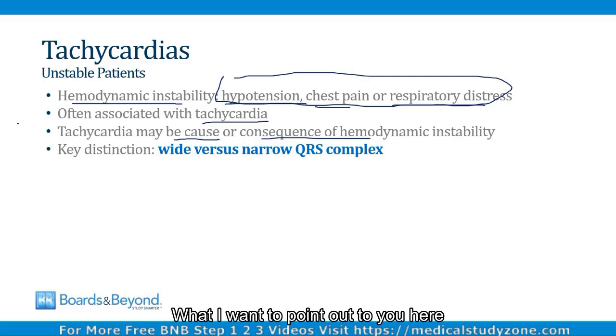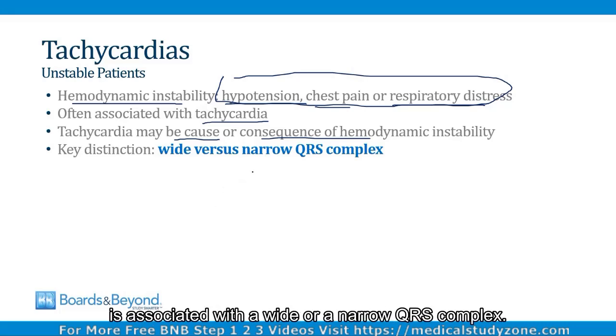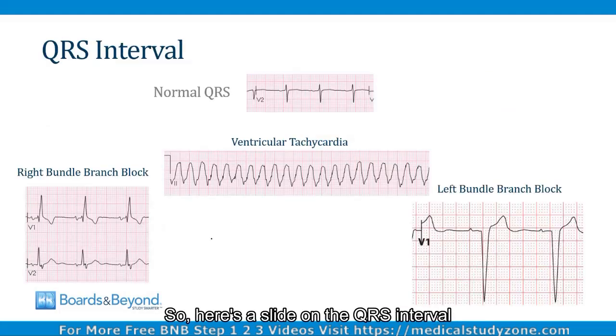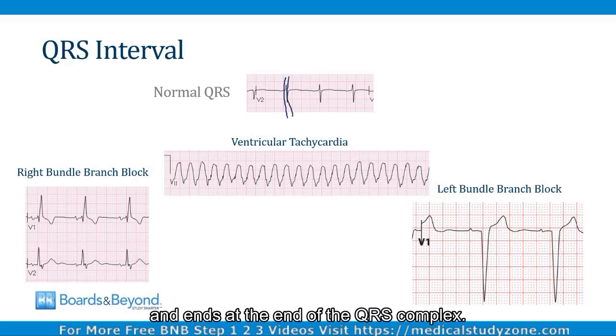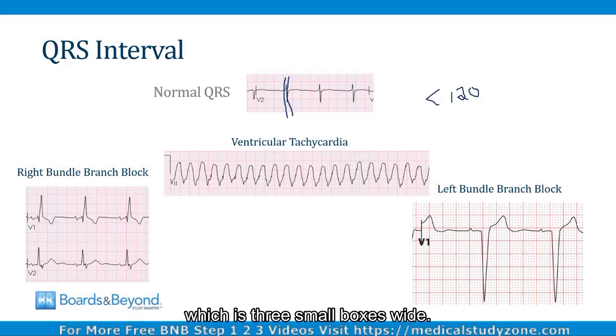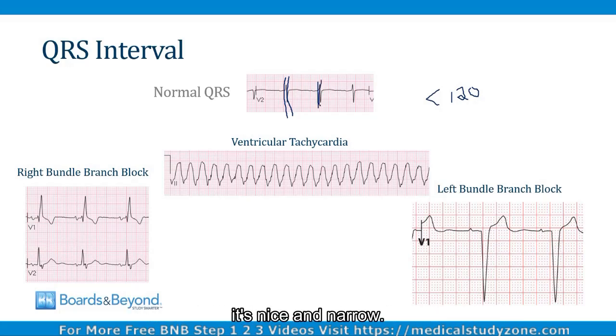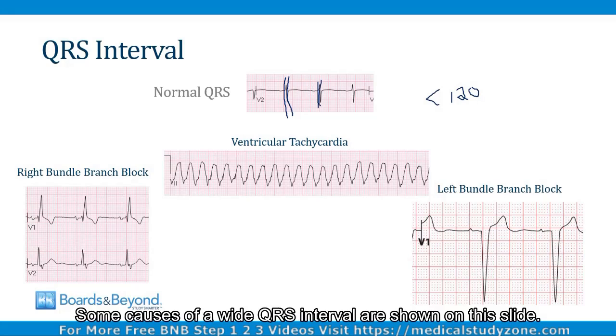But what I want to point out to you here is that when you're evaluating a tachycardia in an unstable patient, a key distinction is whether or not the tachycardia is associated with a wide or a narrow QRS complex. So here's a slide on the QRS interval, and recall that this interval starts at the beginning of the QRS complex and ends at the end of the QRS complex. And a normal QRS interval is less than 120 milliseconds, which is 3 small boxes wide. And a normal QRS interval is narrow, like you see here. It's nice and narrow. Some causes of a wide QRS interval are shown on this slide.